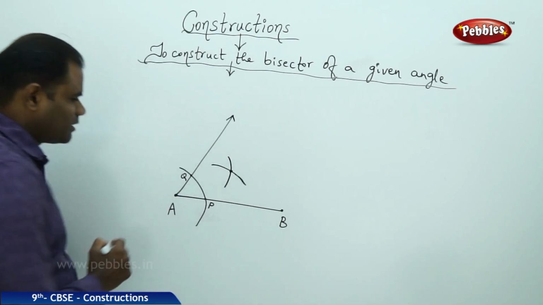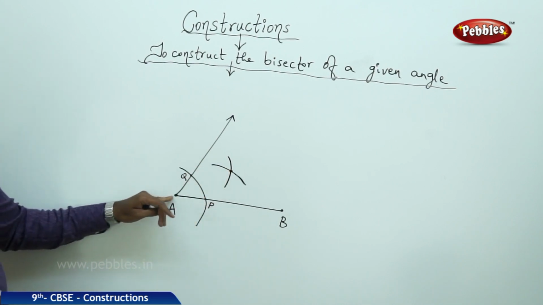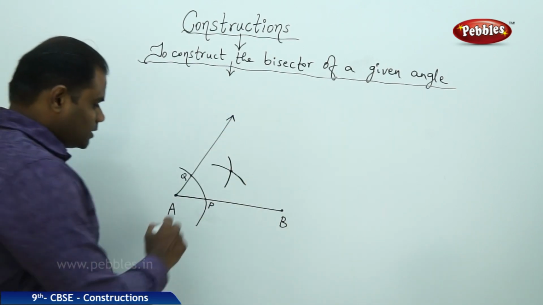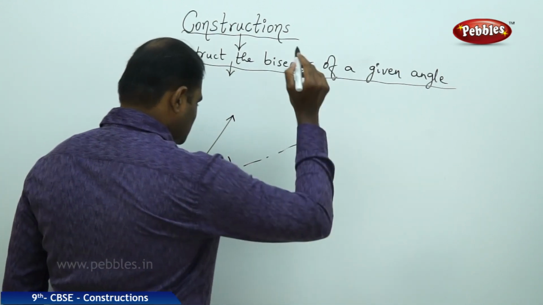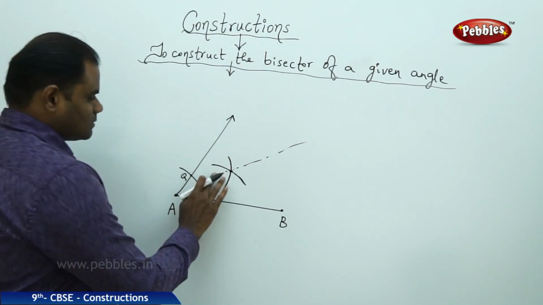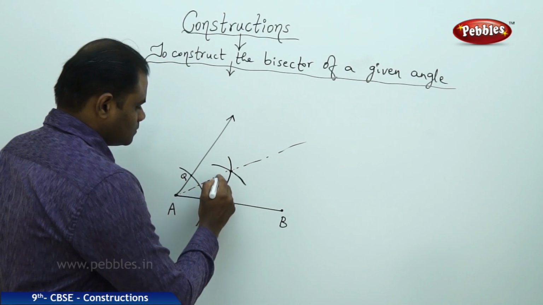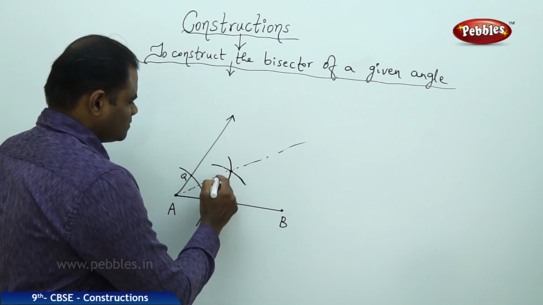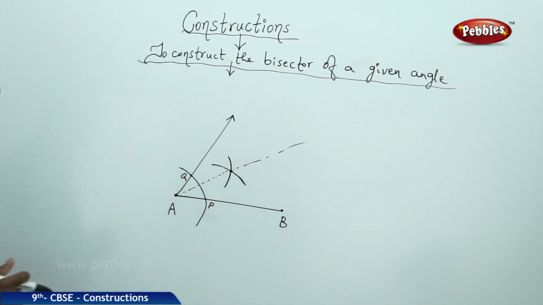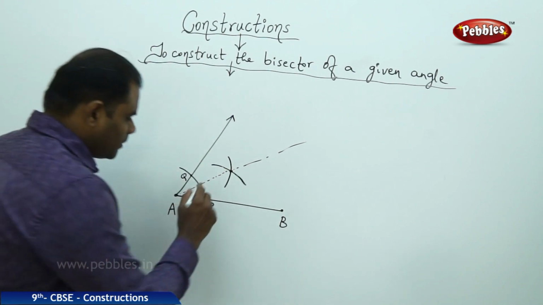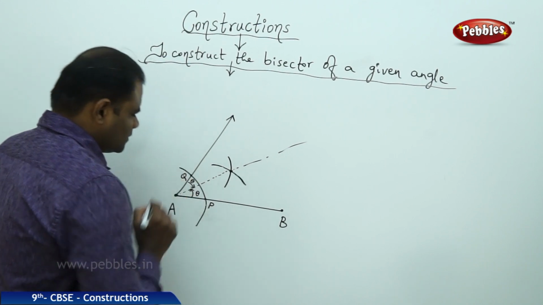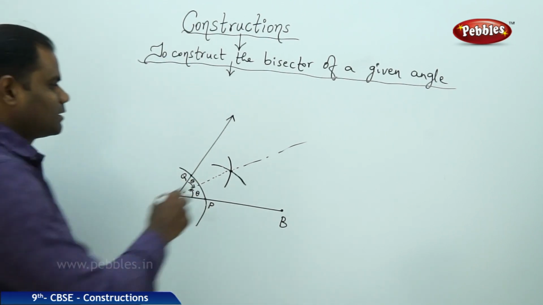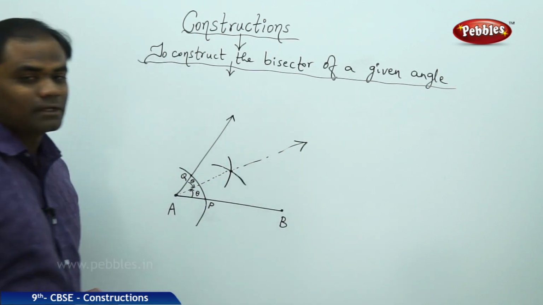Now I have a point A and a point of intersection of two arcs, which are joined using the ruler. So join these two points using the ruler. Then I get something like this. This is how I get a line. And this line exactly makes equal angles, theta and theta. That means this line is the bisector of the given angle.